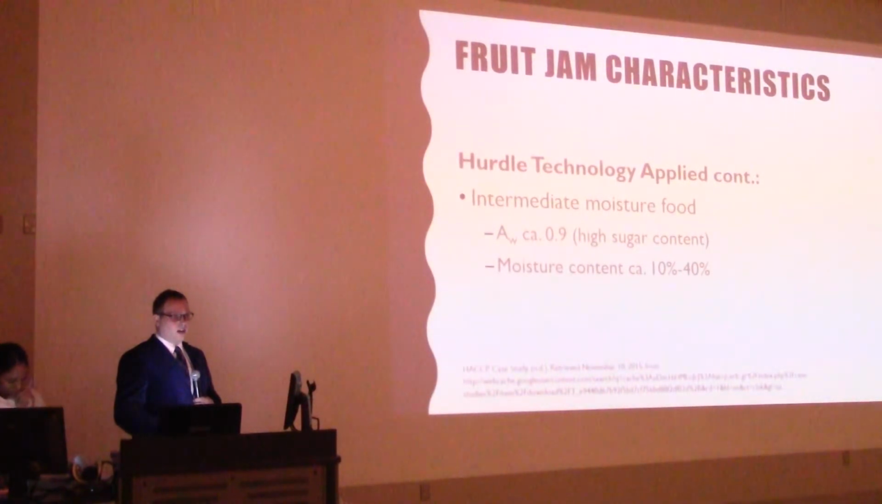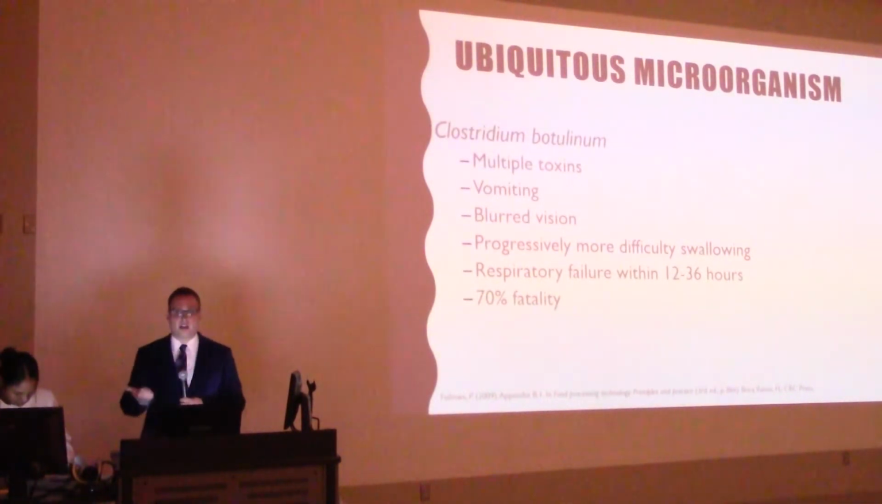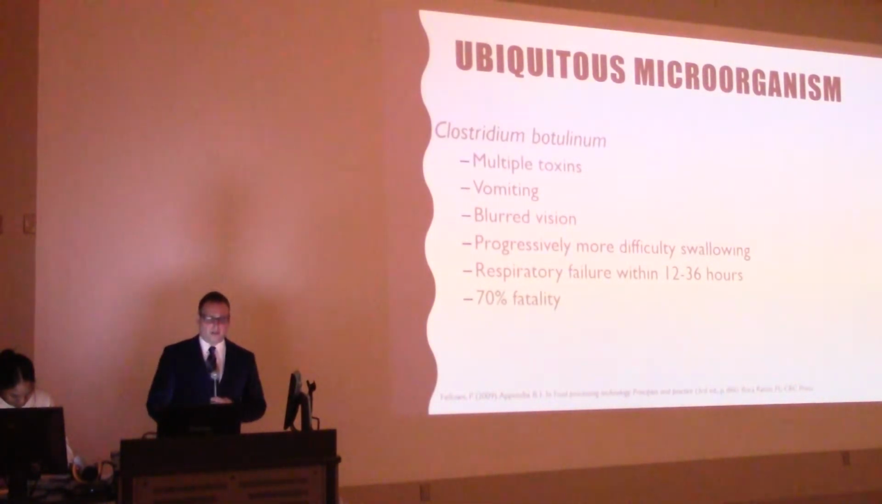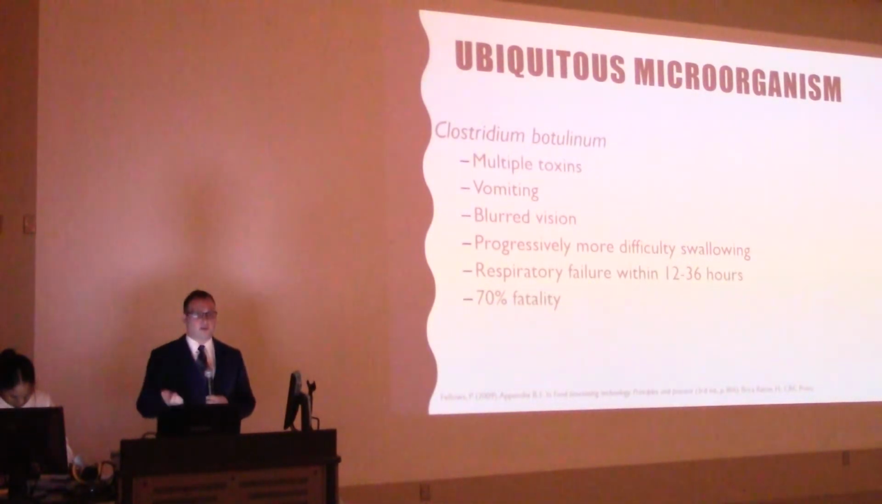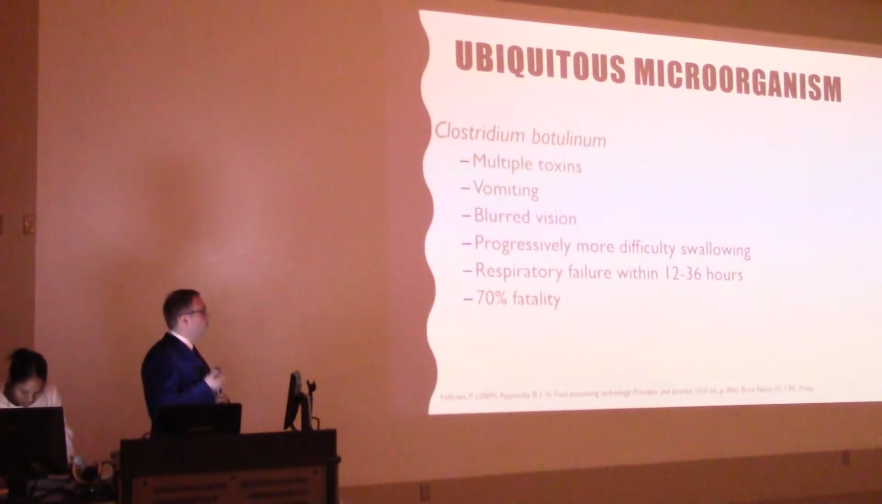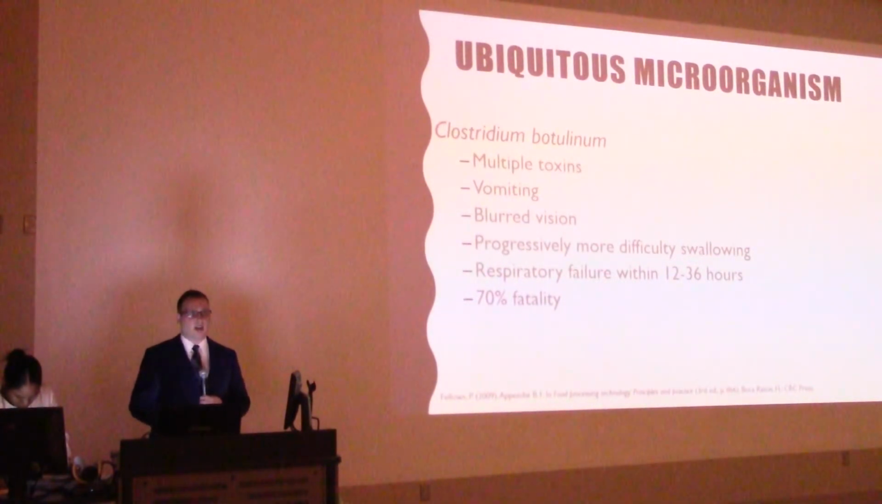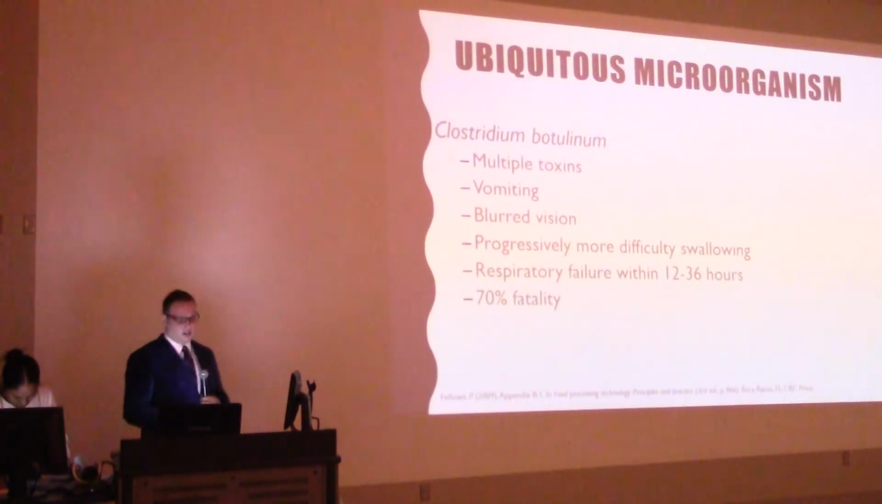Now, I want to look at some ubiquitous microorganisms that could be a problem in fruit. And of course, fruit are agricultural commodities. So two of the microorganisms that could potentially be problematic are Clostridium botulinum, which produces multiple toxins. And if you become intoxicated, it can induce vomiting, blurred vision, difficulty swallowing that progresses over time, and even respiratory failure. And it's a very serious condition because there's a 70% fatality rate.